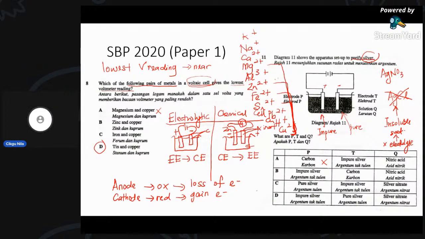So definitely not nitrate. This one is also wrong. Your answer should be D. Okay, moving on to the next question.